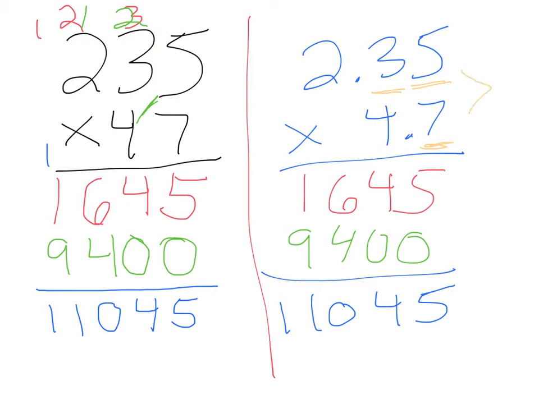giving me a total of 3 decimal places, which means I'm going to have a total of 3 decimal places in my answer. So what I need to do is simply count from the right, 1, 2, 3 places. My decimal will then go right there. So my answer, if these were decimals, would be 11.045. Hope that helps with that multiplication. That should be a kind of a reminder for that. Let's go ahead and move on to that division then.